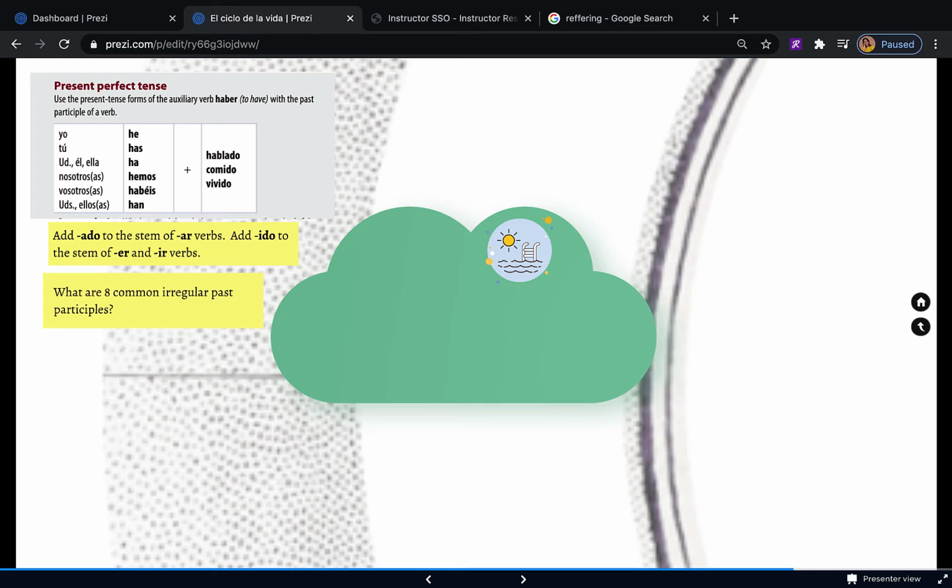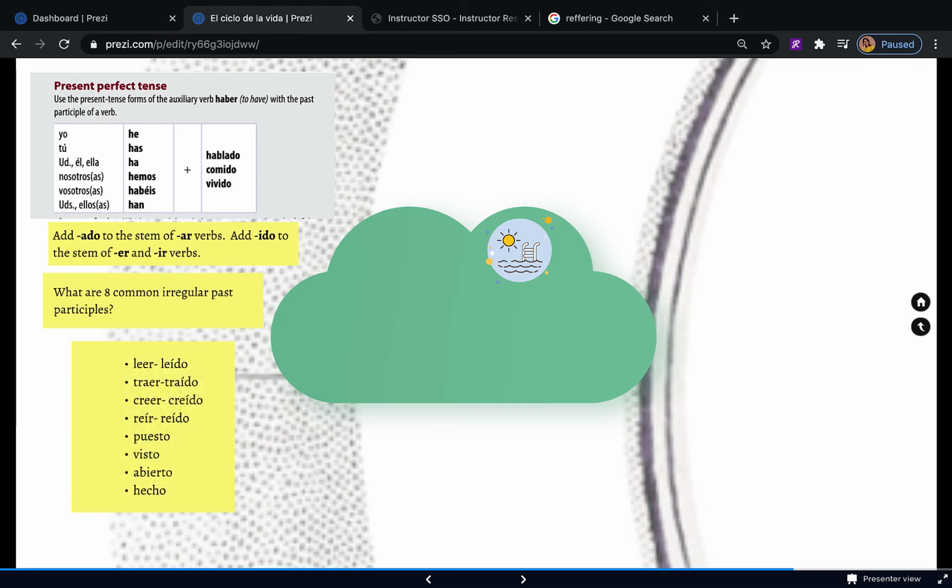All right, did you think of any? Okay, here's a list of some. I'll read the past participles. Leído, traído, creído, reído, puesto, visto, abierto, hecho. Can you think of the infinitive forms of these last 4 verbs? For puesto, it would be poner. That's right. What about hecho? Hacer. Excelente. Abrir for abierto.